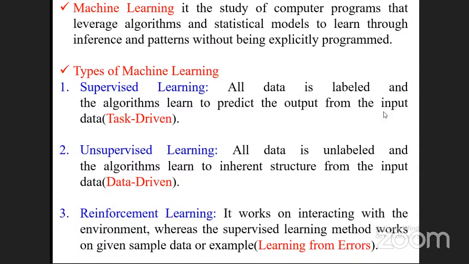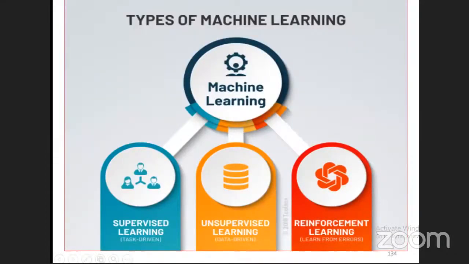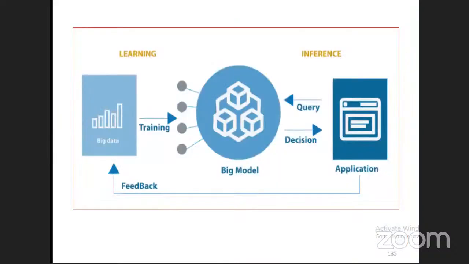That is called learning from errors. Works on interacting with the environment, whereas the supervised learning methods works on given sample data experimentation. Then types of machine learning, just now I have explained: supervised learning, task driven; unsupervised learning, data driven; reinforcement learning, learning from the errors.